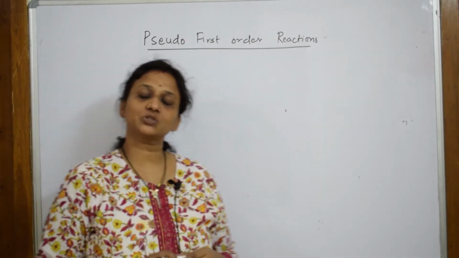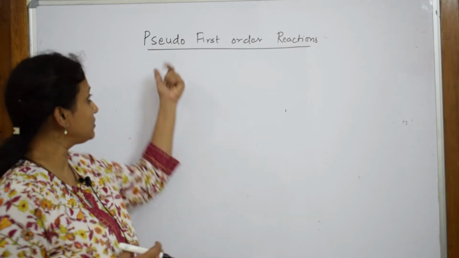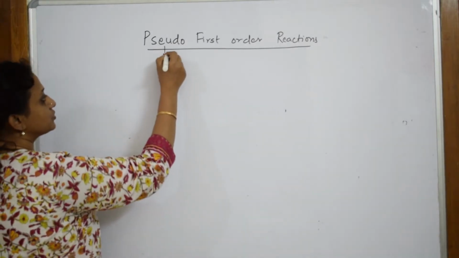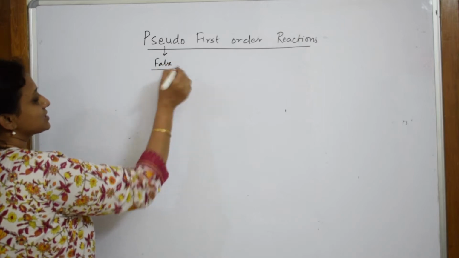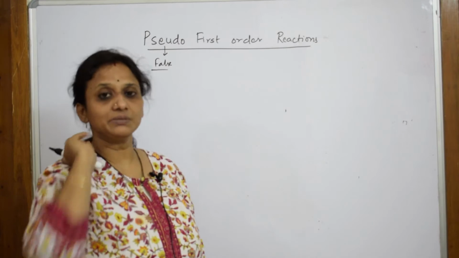And after that, let us come back to one more topic called pseudo first order reactions or rate equations. So basically, what is the meaning of this word pseudo? Pseudo means false. Okay, right. This is not important for us. Remember, pseudo first order reactions, why do we call them as false?